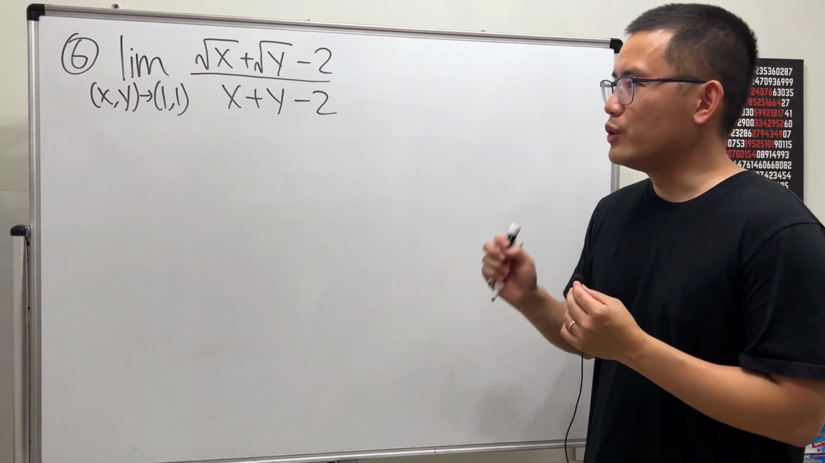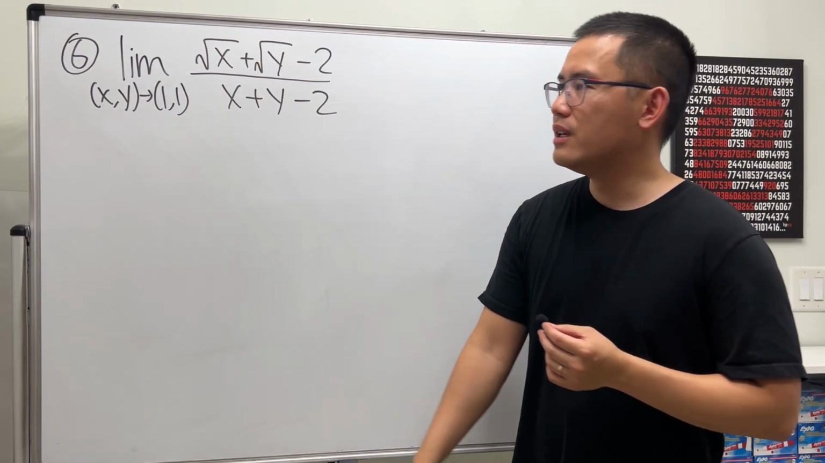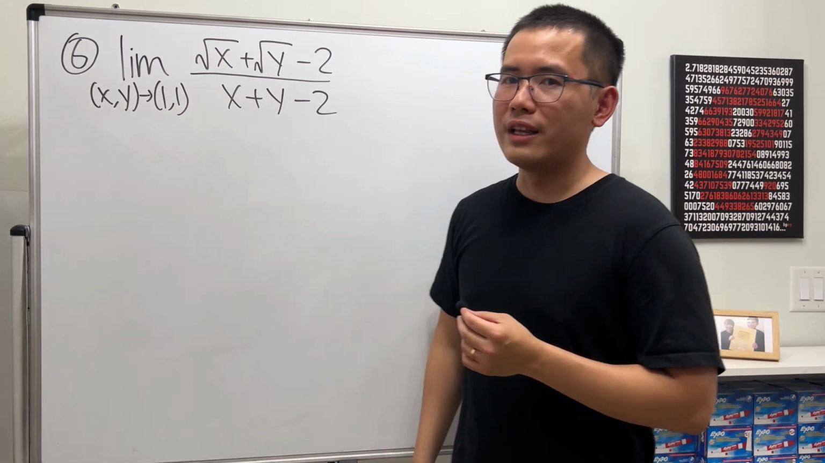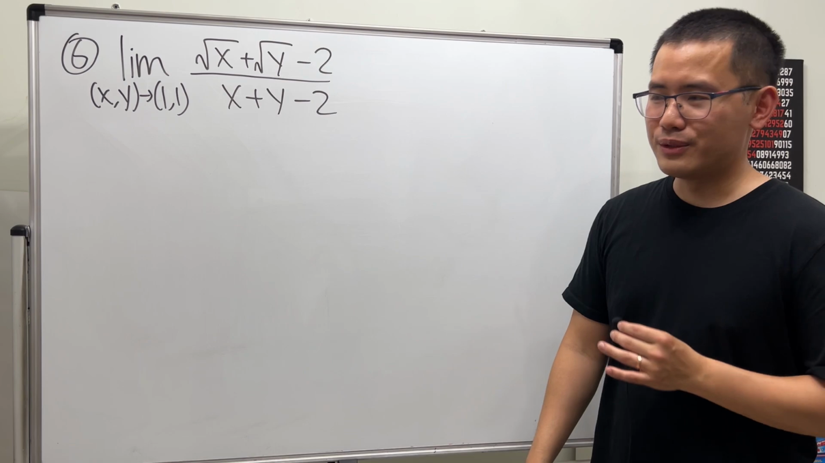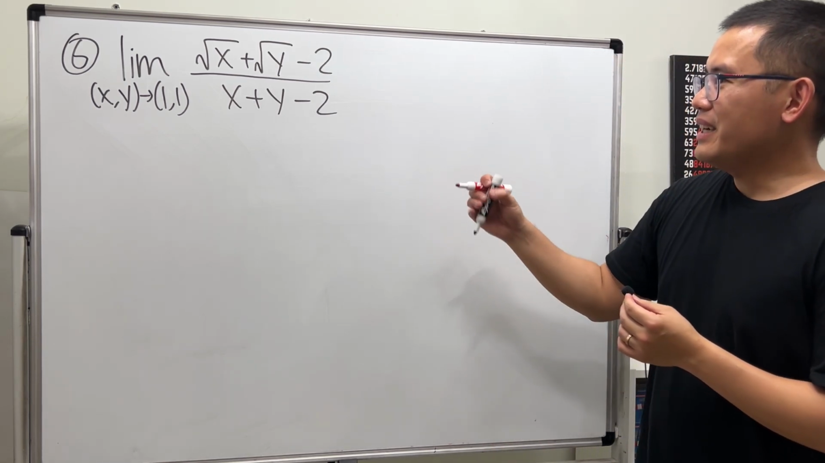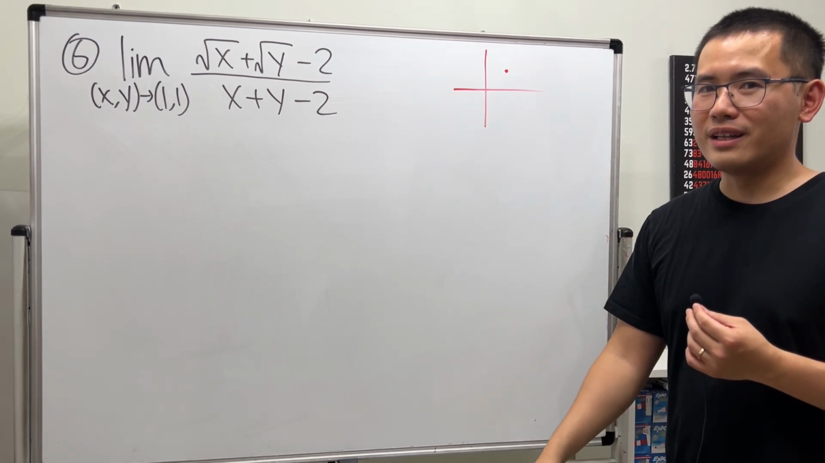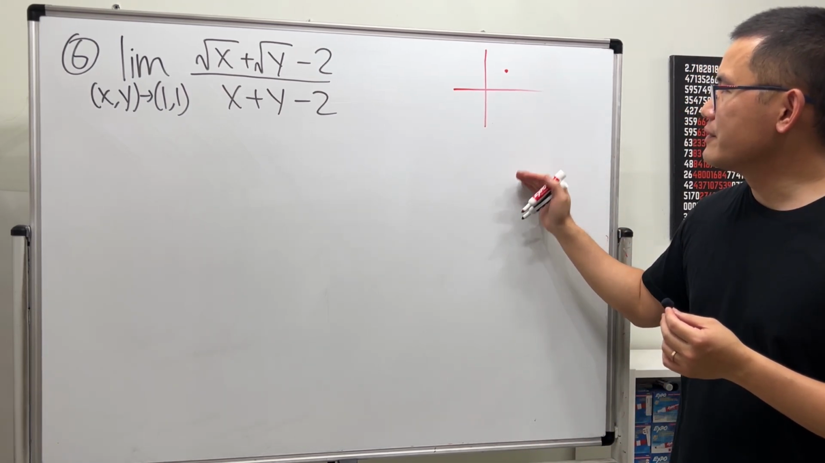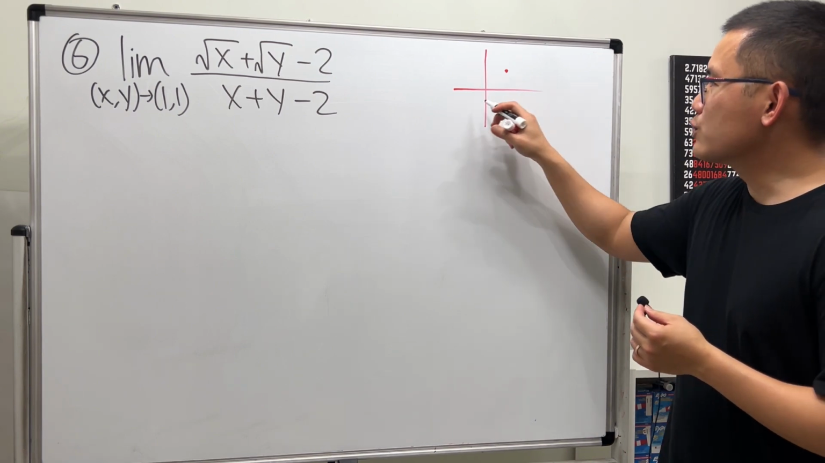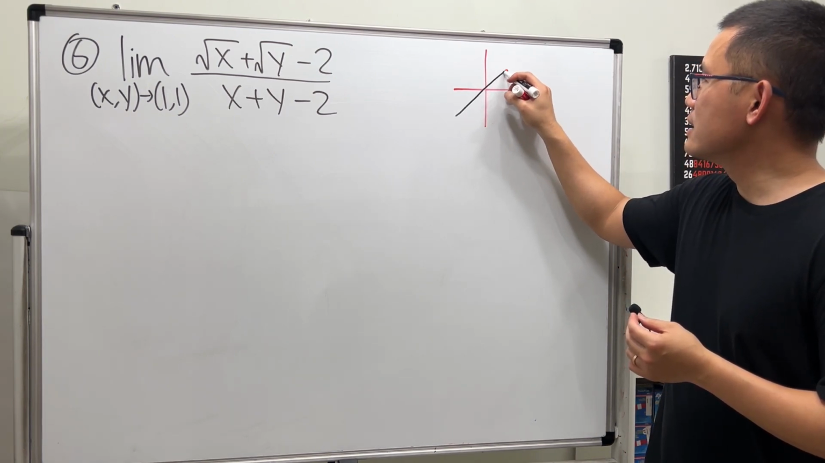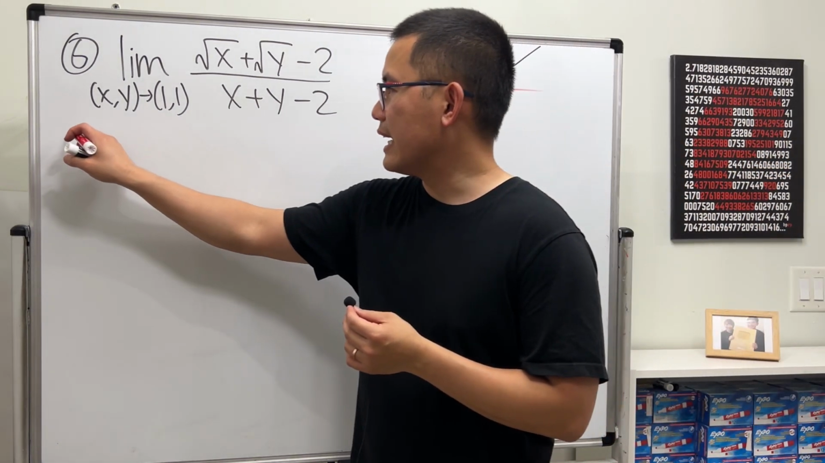Now for number 6, we finally have an example so that xy is not approaching the origin anymore. Here, xy is approaching 1, 1. So in fact, we cannot use x equal to 0, y equal to 0. No. Let's take a look at a quick picture. Let's say here is the point 1, 1. We have to think about a path that contains this point. Let's keep it easy. Let's try y is equal to x. Right, that's pretty good. So let's try that.